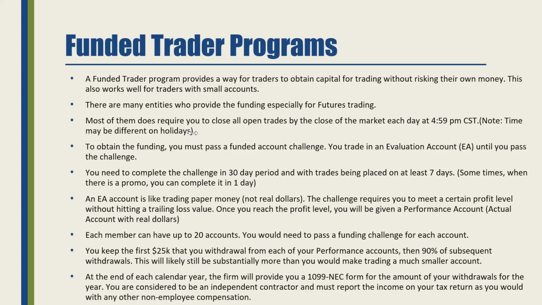Yeah, 20 accounts is per household for one company. But again, 20 for Apex, another 20 for Topstep, like that. You can have 20 for different companies.